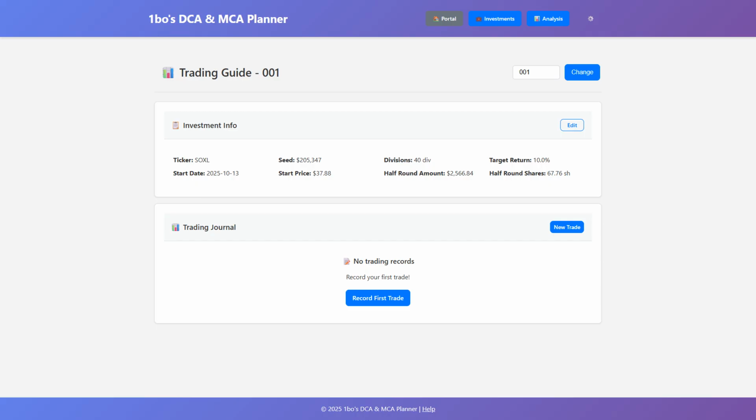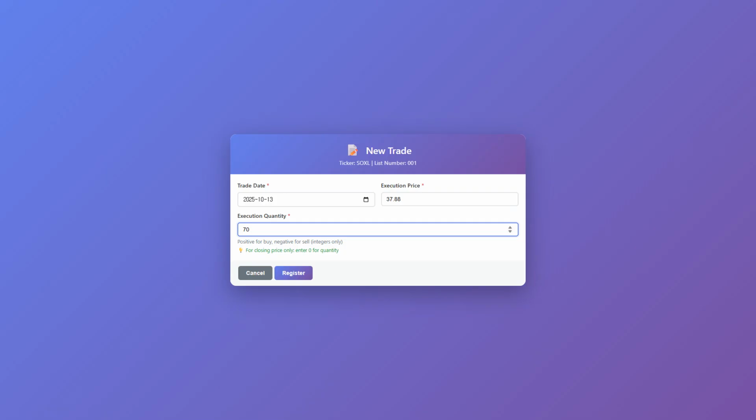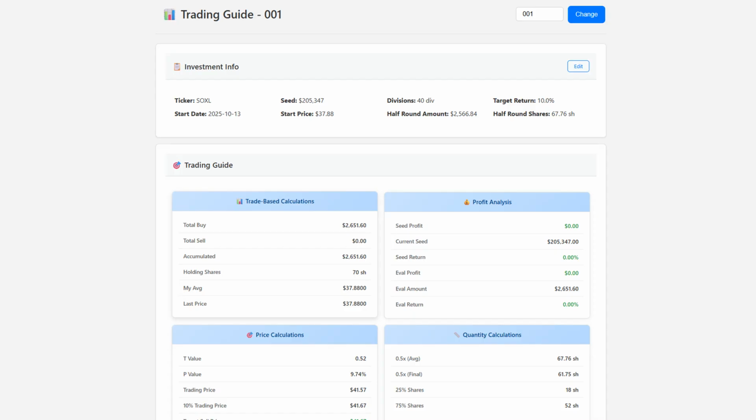Let's enter our first buy. Click New Trade, enter October 13th, price $37.88, and quantity 70 shares. Click Register. The guide immediately recalculates. Look at the trade-based calculations. Total buy is $2,651. We're holding 70 shares at an average of $37.88. The profit analysis shows zero profits so far. This is our starting position.